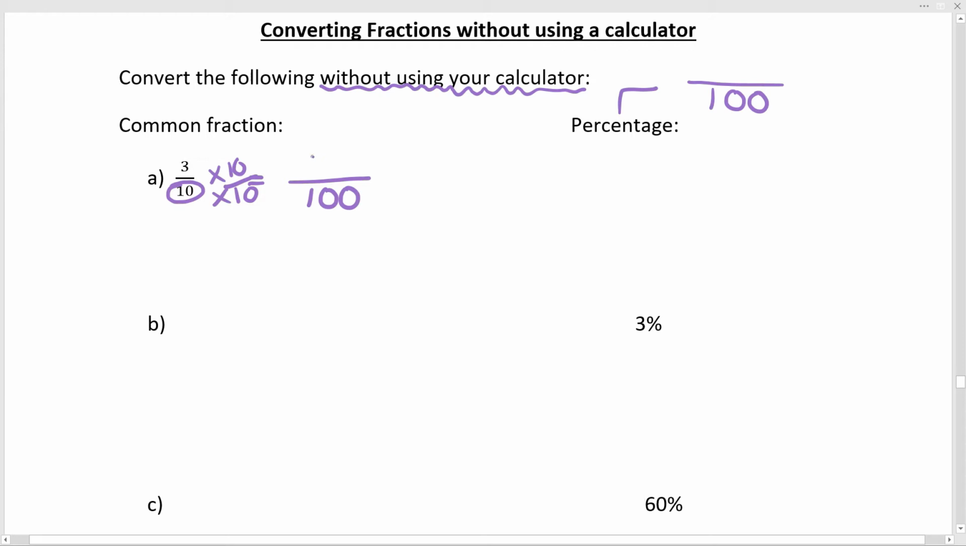3 times 10 is 30, which means my percentage I can now take straight away as the numerator once this whole thing is out of 100. So my percentage is 30%.